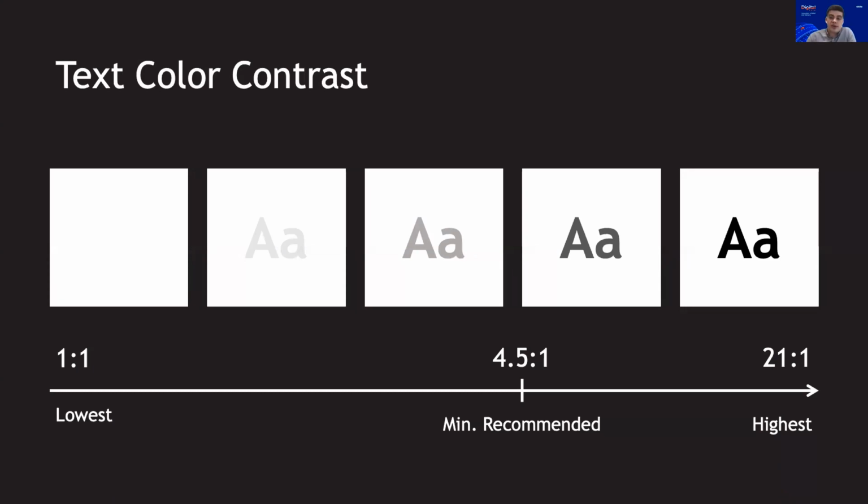So how does color contrast have to do with interfaces? Color contrast is a difference between two colors and is measured from 1 to 1. That's white text on a white background or black text on a black background. So totally invisible, which is actually the lowest value of contrast. And it goes up to 21 to 1. That's white text on a black background or black text on a white background. That's the highest contrast. It is recommended to aim for a minimum of 4.5 to 1. This minimum helps people to read your content in different situations.